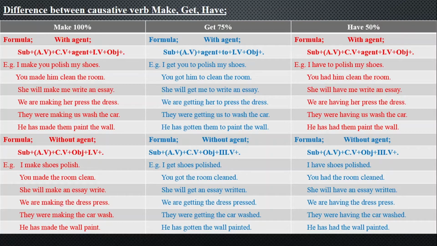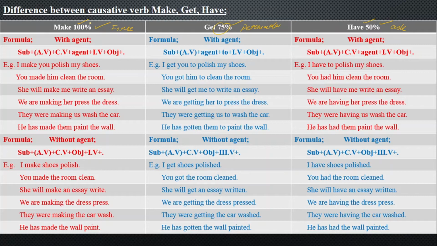We have got the first causative verb, make. Let me define this. It is used when we force someone to do a work. Definitely when you force someone, the possibility and percentage of that is 100%. In the same way we have the second causative verb, get, and it has the percentage of 75. Here we persuade someone. And last we have the third causative verb, have. It is used when we ask someone, and that is 50%.